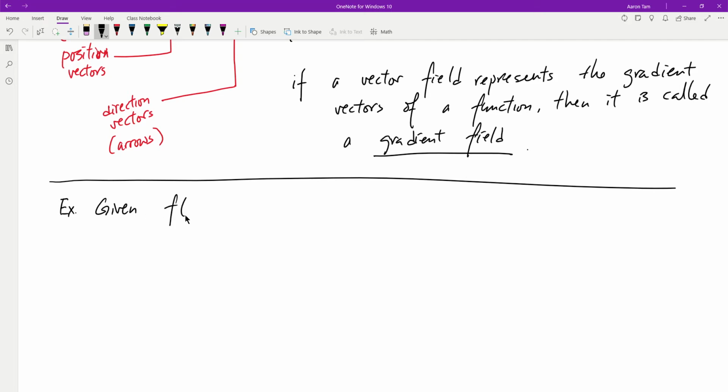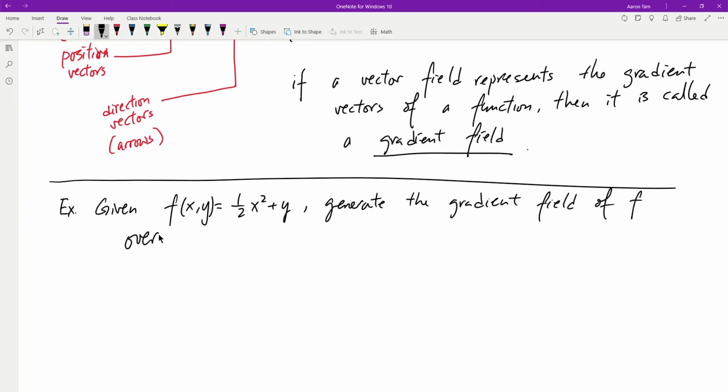So suppose we have this function right here. Let's say we have f of x, y equal to 1/2 x squared plus y. Now notice that some students often get confused. Here I'm giving you a function f, which is not the gradient. And now the question asks you to generate the gradient field of f over this interval, -2 to 2 by -2 to 2. So that means x goes from -2 to 2 and y goes from -2 to 2.